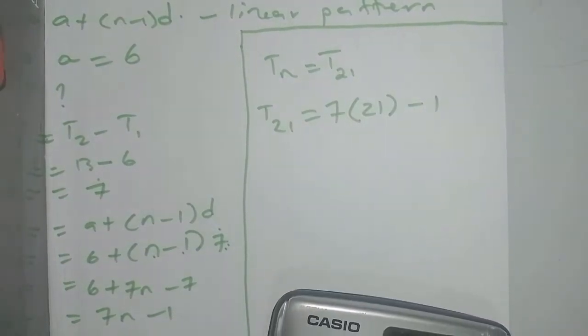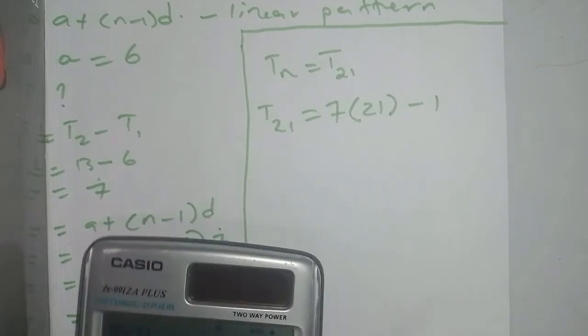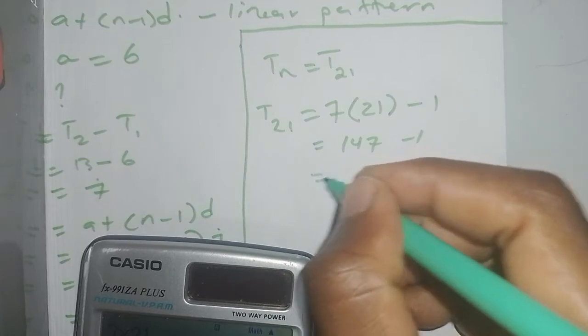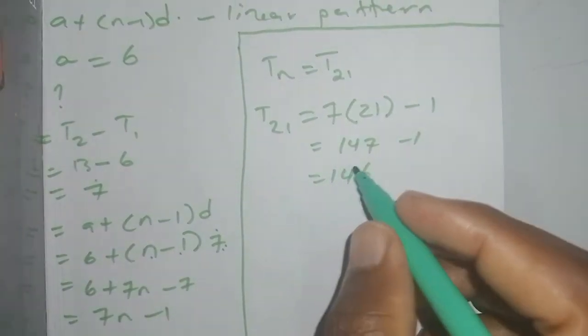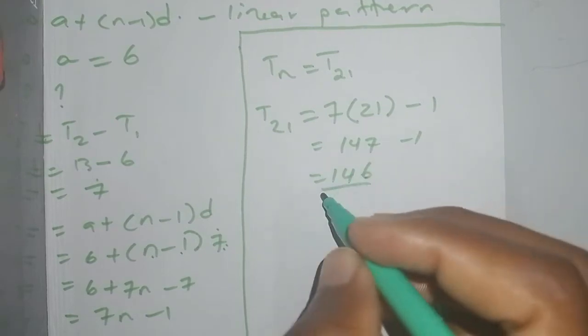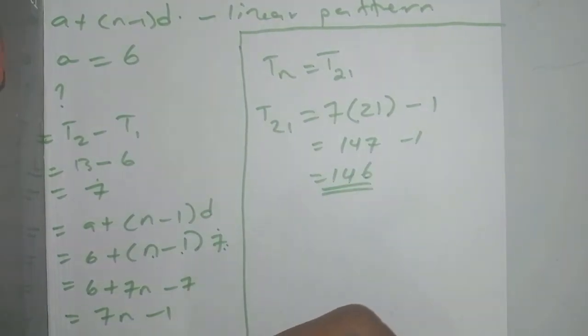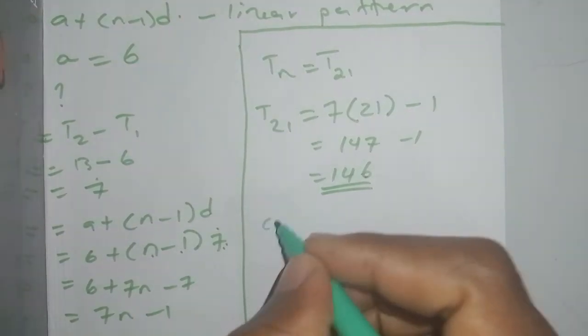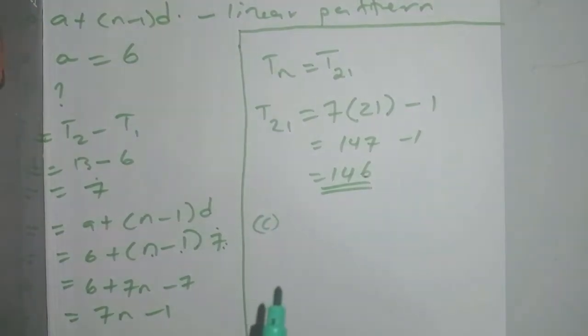Now I'm gonna say 7 multiplied by 21 is gonna be 147. Subtract 1, this will just give me 146. In position 21, I have 146.